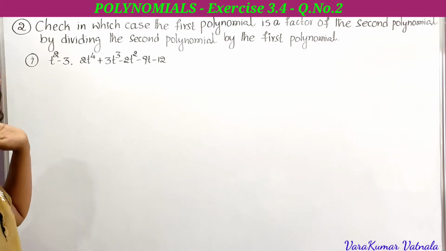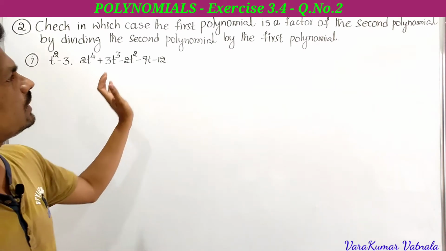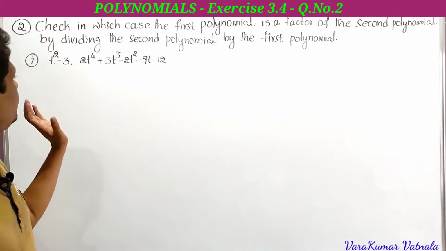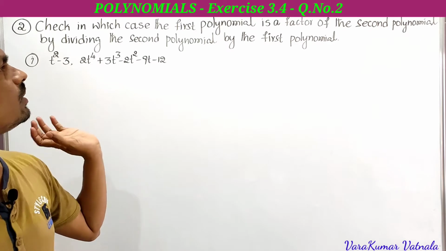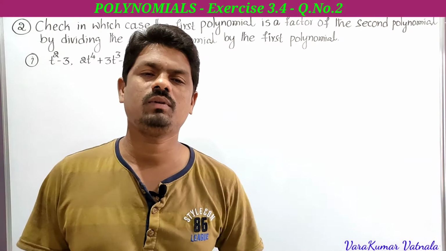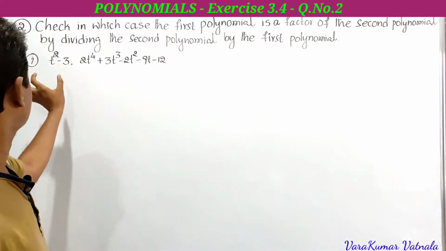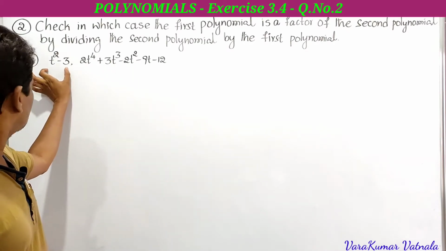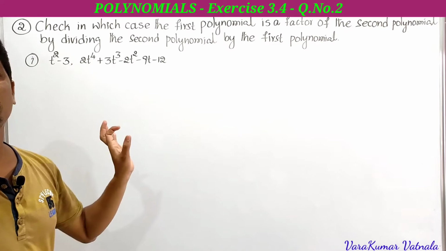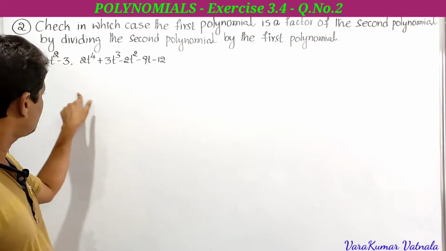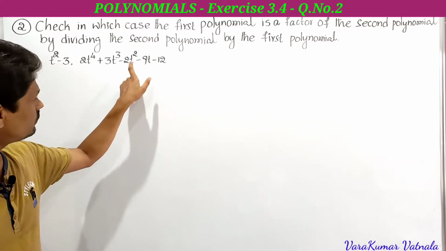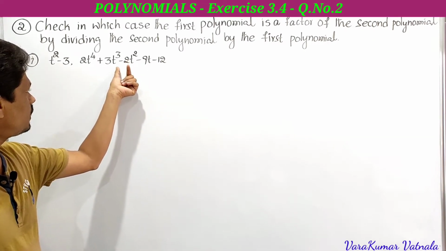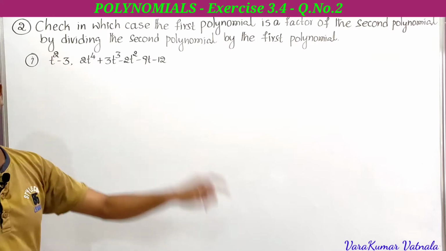Check in which case the first polynomial is a factor of the second polynomial by dividing the second polynomial by the first polynomial. So here he has given two polynomials. First, this is the second. Check whether the first polynomial is a factor of the second polynomial by dividing the second polynomial with the first polynomial.